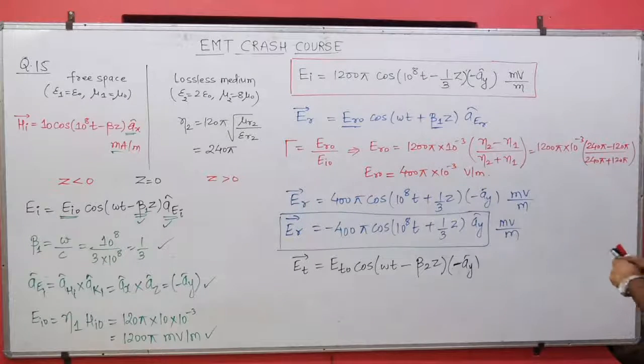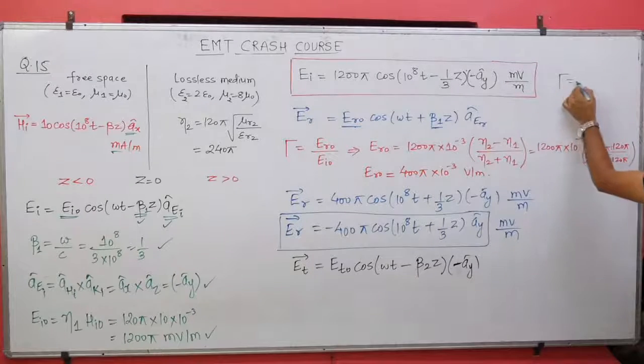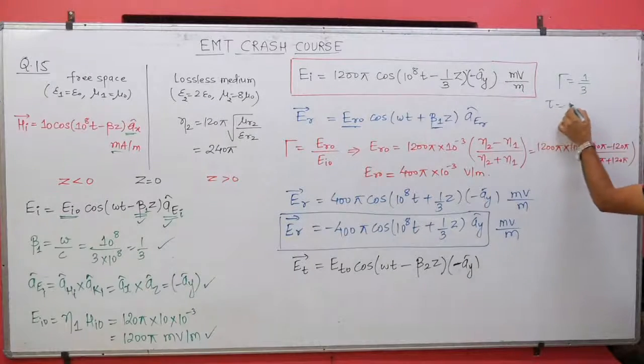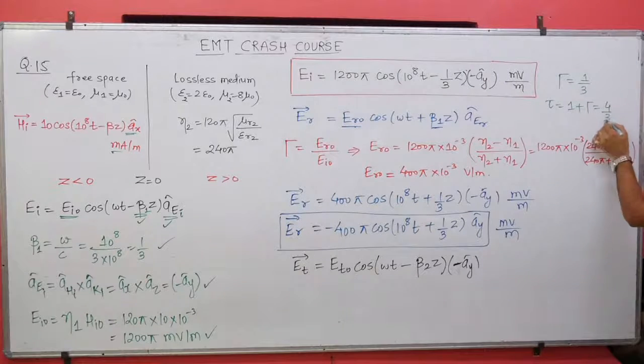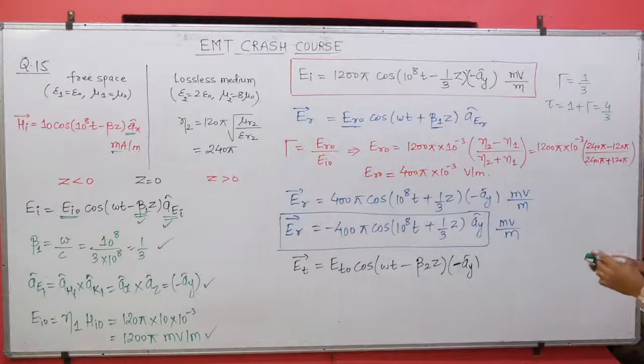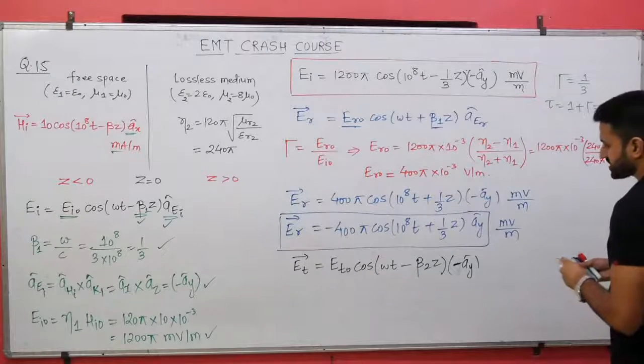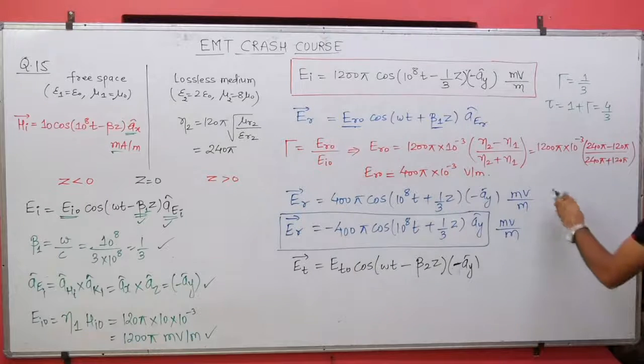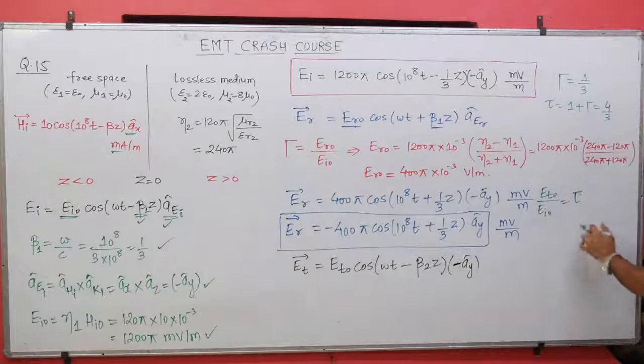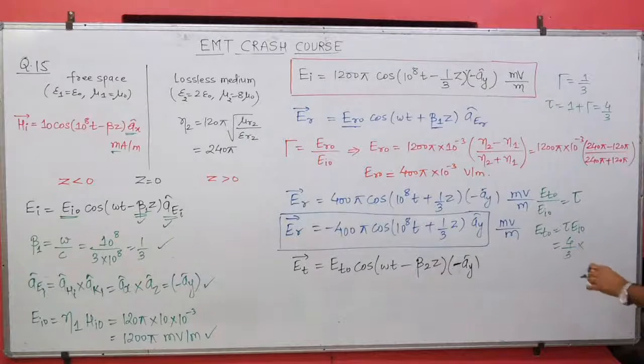Now what is this gamma? Gamma was 1 by 3 and we know that tau is equal to 1 plus gamma, which is 4 by 3. So the reflection coefficient is 1 by 3, the transmission coefficient is 4 by 3. Now what is the value of this ET0? ET0 divided by EI0 is nothing but tau, the transmission coefficient. So ET0 is equal to tau into EI0. Tau is 4 by 3 and EI0, the incident wave, is 1200 pi in millivolt. So when you solve it, you will get 1600 pi in millivolt per meter.